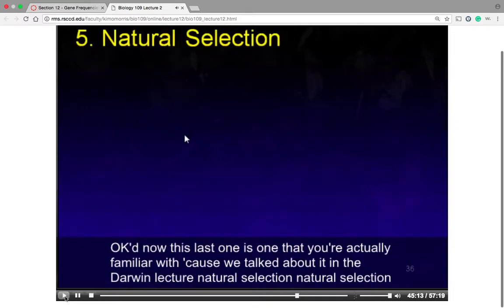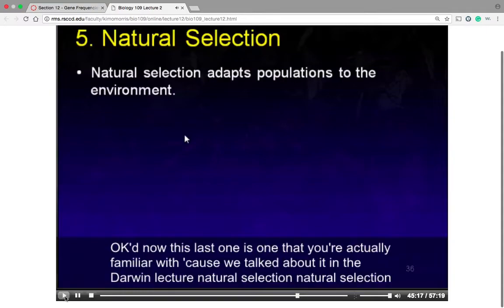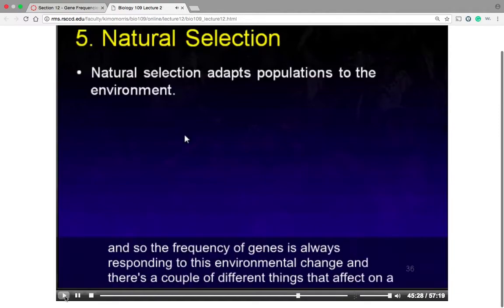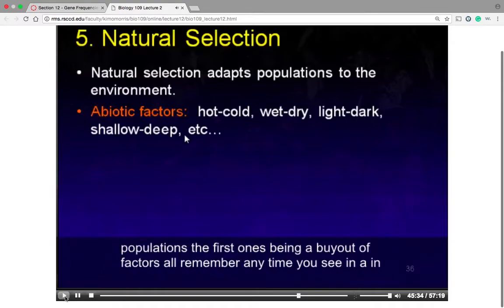Okay, now this last one is one that you're actually familiar with because we talked about it in the Darwin lecture: natural selection. Natural selection adapts populations to the current environment. Of course, we know that the environment is always changing, and so the frequency of genes is always responding to this environmental change. And there's a couple of different things that affect populations.